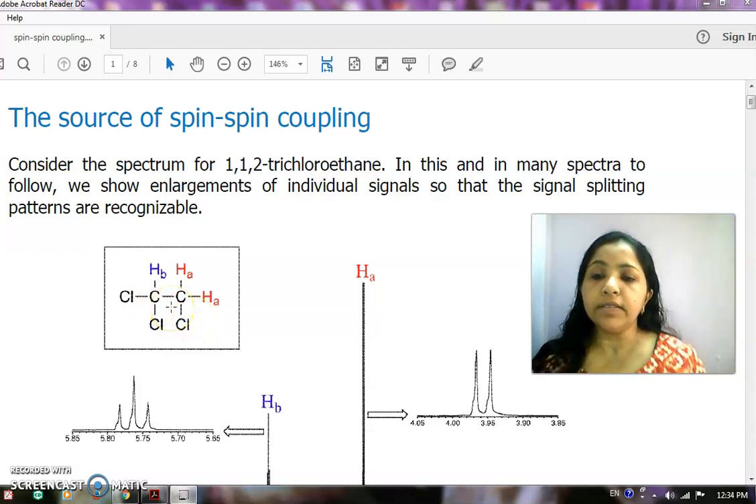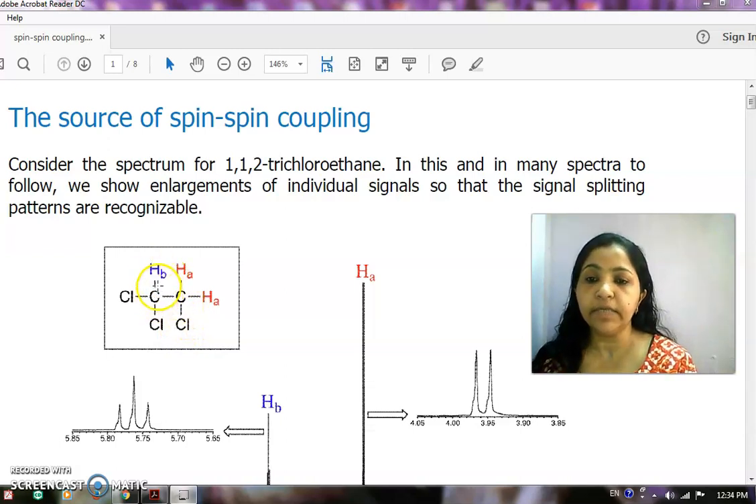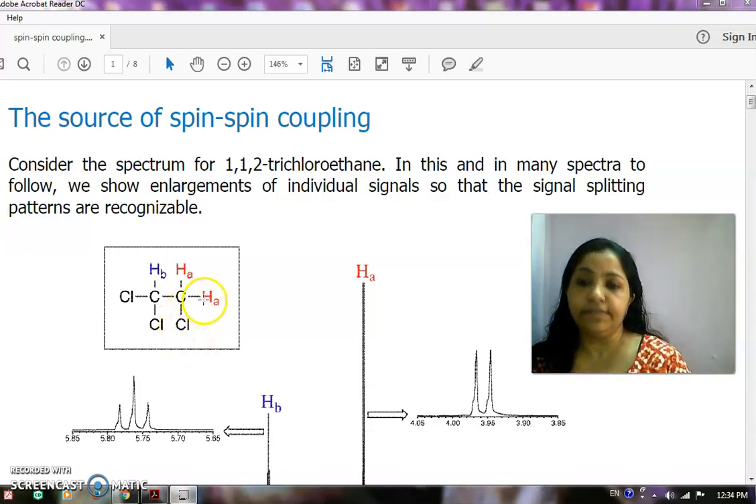Because as you can see, it has been marked HA. These two hydrogens are bonded to this carbon, whereas HB is bonded to the other carbon, and HB has a different environment because this HB is on a carbon which is bonded to two other Cl, whereas the two HA are bonded to a carbon which is bonded to one Cl. So therefore, it has a different environment.